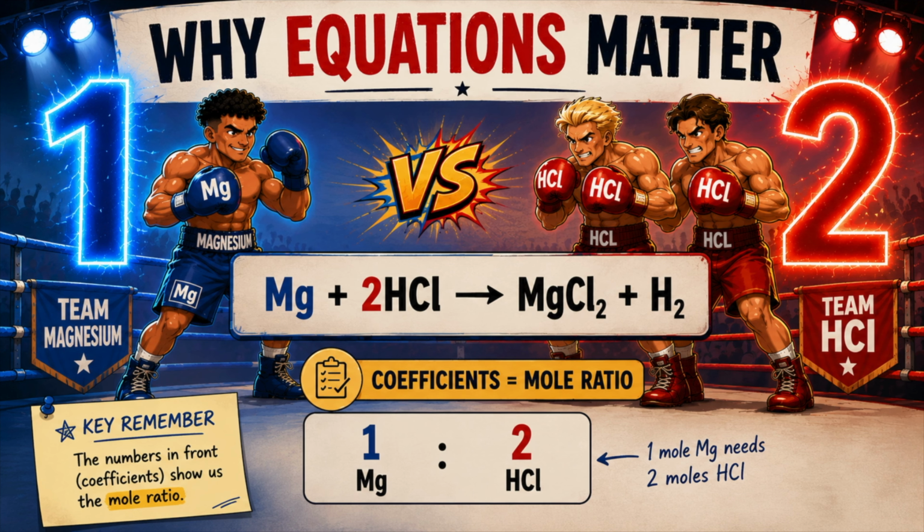Let's look at the example. Magnesium reacts with hydrochloric acid. Magnesium plus 2 hydrochloric acid produces magnesium chloride and hydrogen. Ignore everything else for a second and just focus on the numbers in front. 1 magnesium, 2 hydrochloric acid. That gives us a ratio of 1 to 2. So for every 1 mole of magnesium, we need 2 moles of hydrochloric acid. This ratio is what we'll use in step 2 of reactant masses calculations.